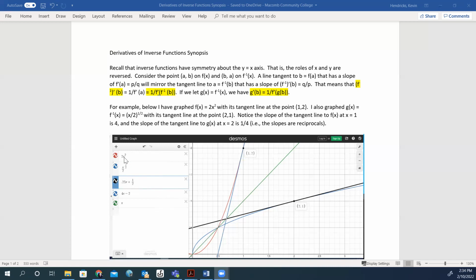Well, the derivative of 2x squared is 4x. So if I want to find the derivative of the inverse function evaluated at 2, I need to first find the derivative of 2x squared evaluated at 1. Well, what is that? That's 4, right? The derivative of 2x squared is 4x, and 4 times 1 is 4. The reciprocal is 1/4. And that's exactly what we have.